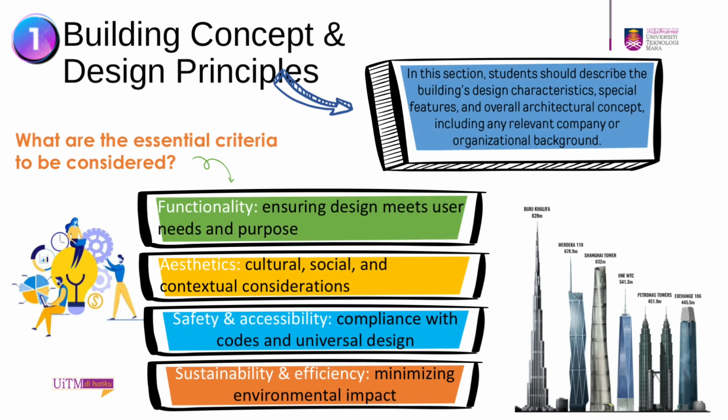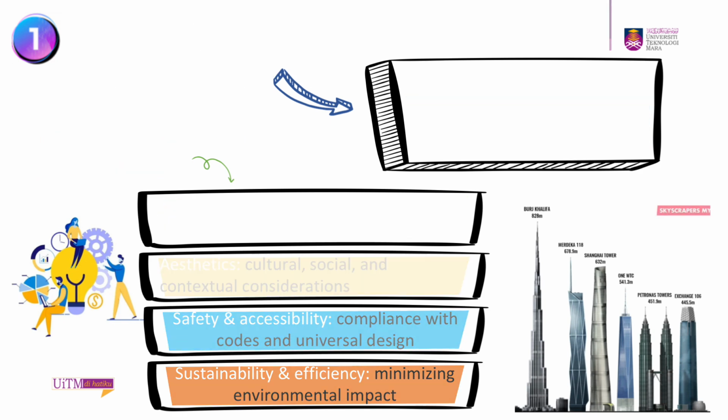1. Building Concept and Design Principles. In this section, students should describe the building's design characteristics, special features and overall architectural concept, including any relevant company or organizational background. What are the essential criteria to be considered? Functionality: ensuring design meets user needs and purpose. Aesthetics: cultural, social and contextual considerations. Safety and accessibility: compliance with codes and universal design. Sustainability and efficiency: minimizing environmental impact.